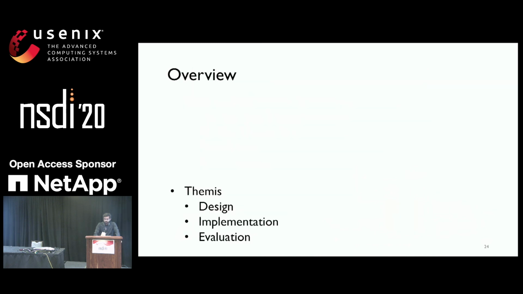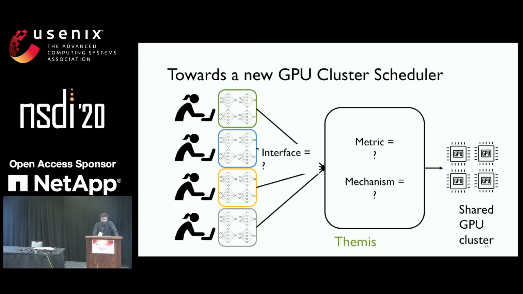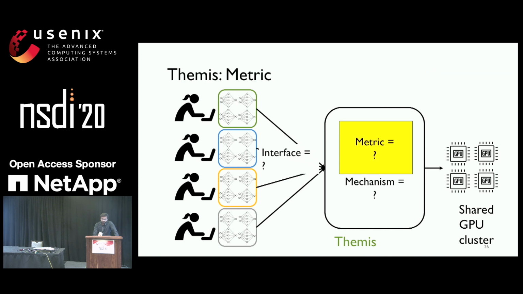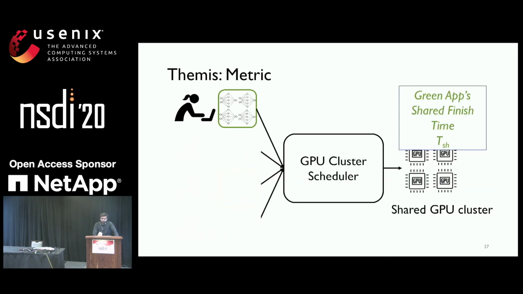In the rest of the talk, I'll describe our proposed GPU cluster scheduler, Themis, in detail. With Themis, we achieve the goal of providing sharing incentive by proposing a new scheduler metric, reimagining the interfaces between the app and the scheduler, and proposing a new GPU allocation mechanism. The key contribution of Themis is a new metric that captures the sharing incentive. The interface design and the mechanism revolve around the choice of this metric.